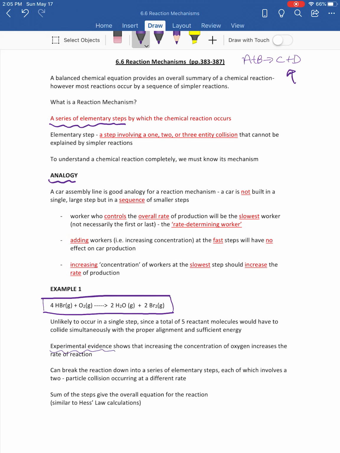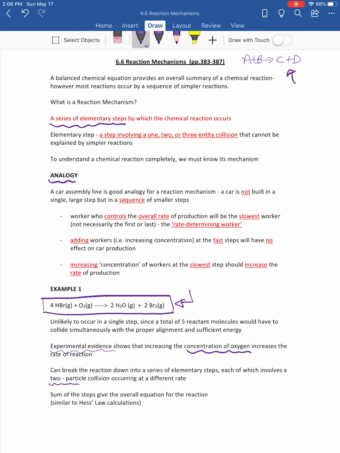Experimental evidence shows, and this is what I said to you before, you don't know this. You have to play around with it or you have to read about it. Somebody had to do some kind of experiment on the reaction mechanism. That increasing the concentration of oxygen increases your rate of reaction. So we can break down this overall reaction here into several steps, several elementary steps. And usually, like I said, they're collisions between 2 entities, not 5.